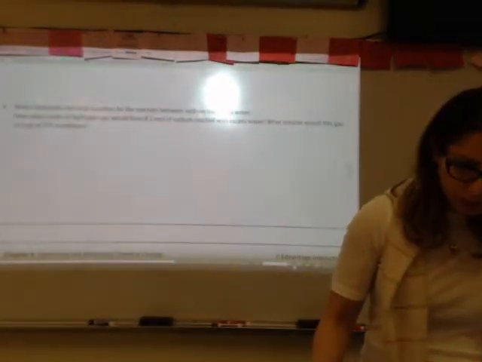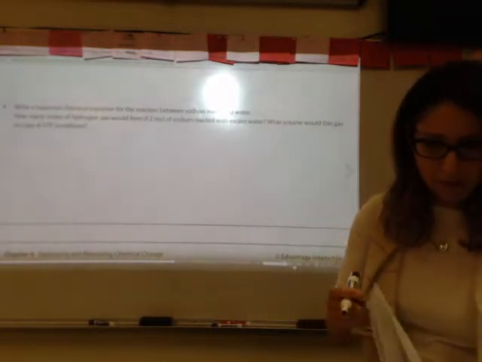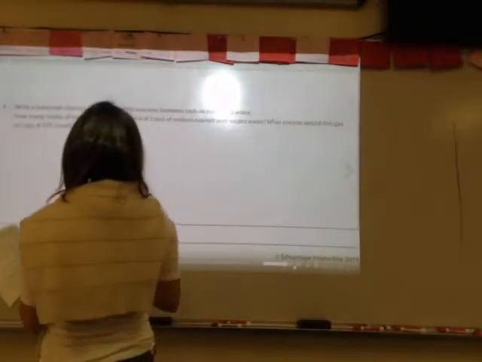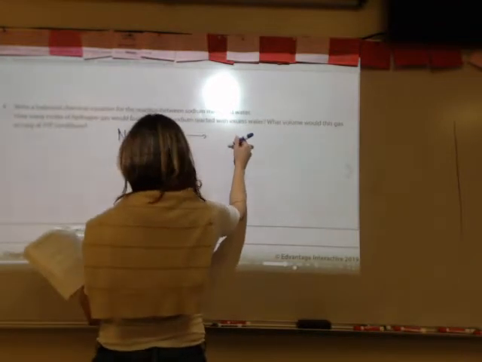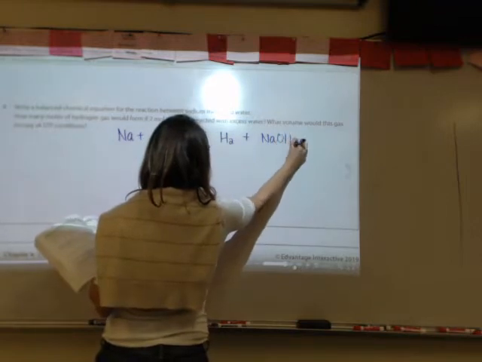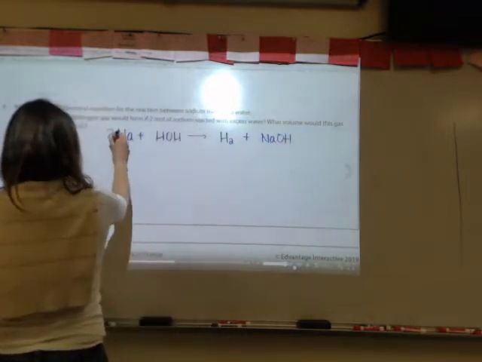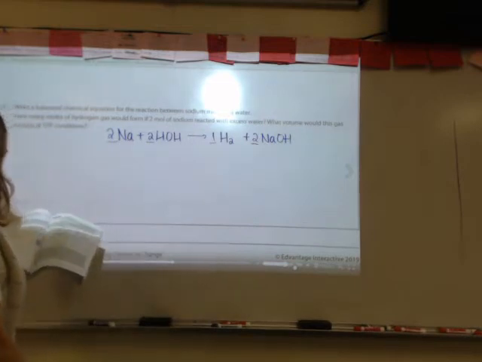Number 4 says, write a balanced chemical equation for the reaction between sodium metal and water. Okay, so sodium reacts with water. It's going to replace the hydrogen in the hydrogen hydroxide. You'll kick out hydrogen gas. You'll form sodium hydroxide. And this is your balanced equation.